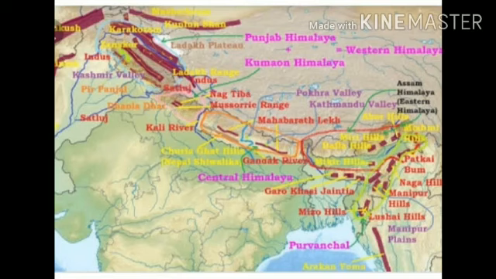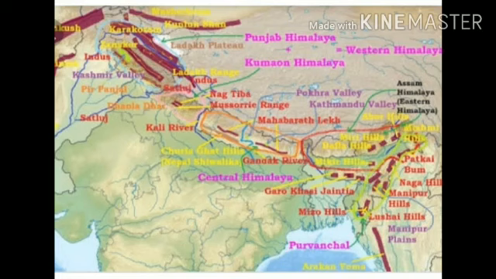Students, what are Kumaon Himalayas? Yes, the part of the Himalayas lying between the Sutlej and Kali rivers is known as Kumaon Himalayas. Students, where are Assam Himalayas located? Yes, Assam Himalayas are located between Tista and Dihang rivers. Students, do you know which river marks the easternmost boundary of the Himalayas? Yes, the Brahmaputra river marks the easternmost boundary of the Himalayas.